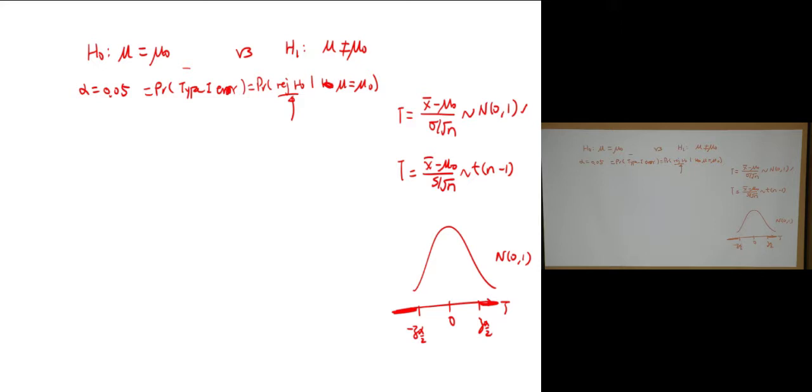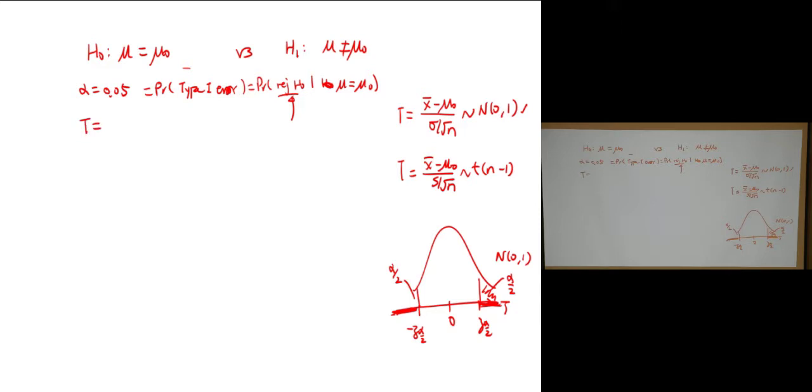Why do we choose these 2 points? We choose these 2 points such that this probability is alpha over 2, and this probability is alpha over 2. Combining these 2 probabilities, it simply means that the chance of falling outside these 2 regions is alpha. So when the null hypothesis is true, the chance that we observe some extreme value is alpha. That is the type 1 error.